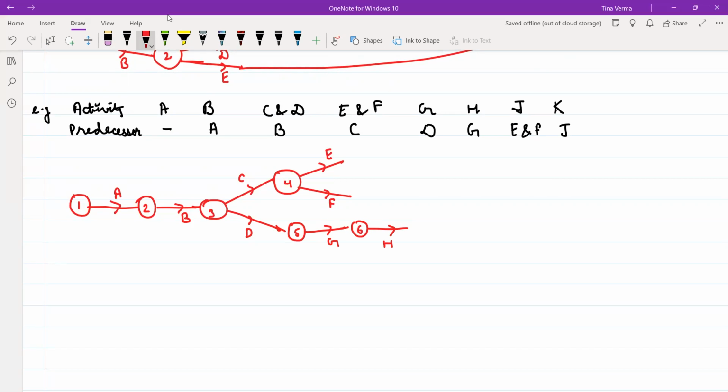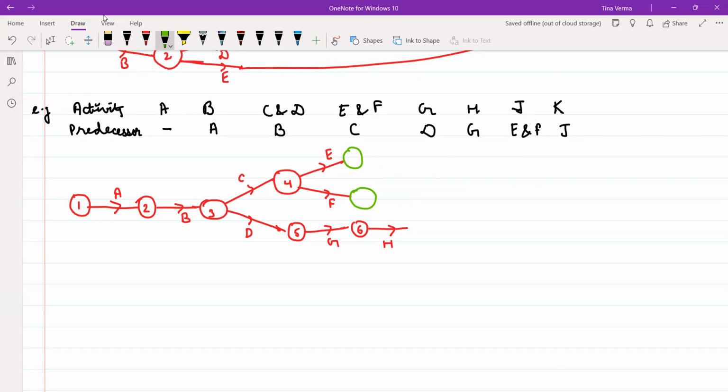Now what should I do? Can I do like this? From here, this is E and this is F. This is not allowed. Why? Because for the activity E, the starting is 4, for F, the starting is 4 and it will end at the same node. The starting and ending of two activities should not be same, right? So what you can do here is create a dummy, either dummy row, dummy column.